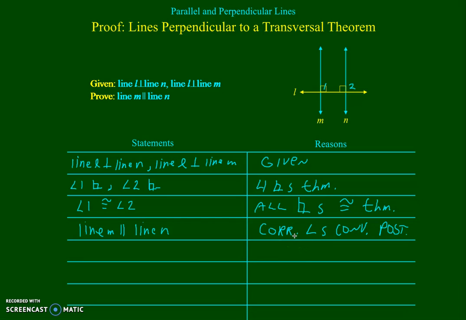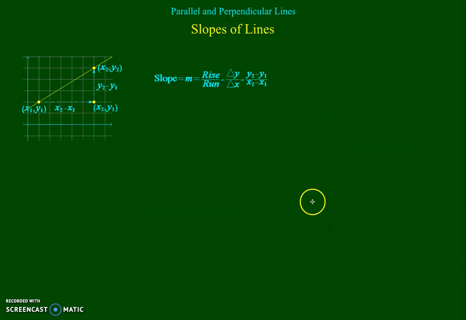All right, now we're going to move on to another idea of parallelism and perpendicularity using coordinate planes. So that's what we're going to start next. The first thing we're going to deal with when dealing with parallelism and perpendicularity in coordinate planes is the idea of slope. None of these ideas are new. You should have seen these in your algebra classes in the past, but we're going to do a recap here just to make sure that everybody's got this down.